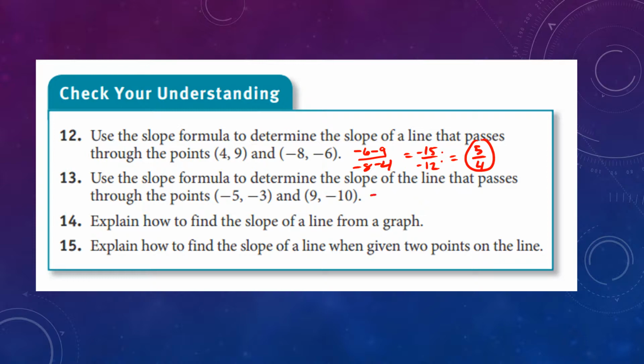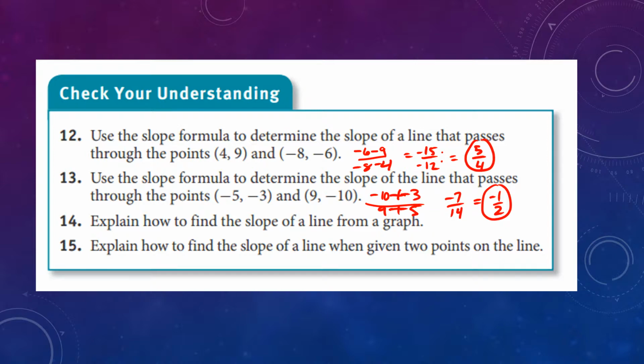And then here we'll get negative 10 minus negative 3, which will cause a plus. Watch out for that. Over 9 minus negative 5, which is another plus. So that'll give us negative 7 over 14, which will reduce to negative 1/2. Signs are critical. So 1/2 isn't the same as negative 1/2. That line would be going completely the wrong direction, down instead of up.